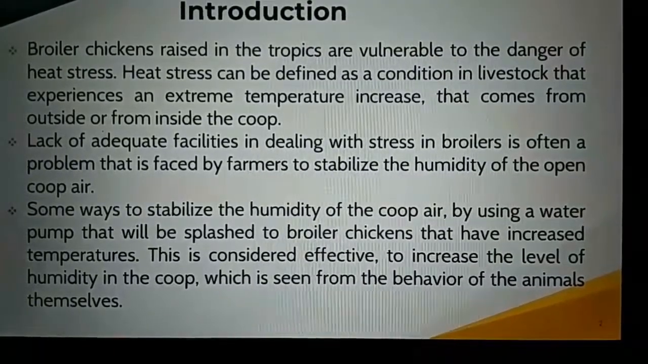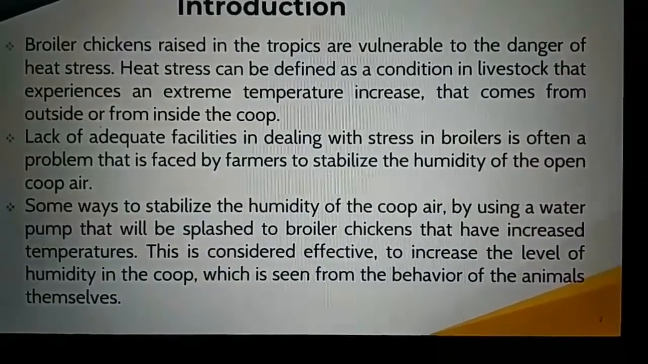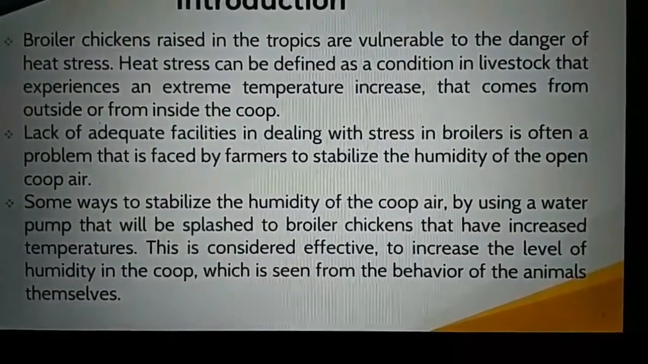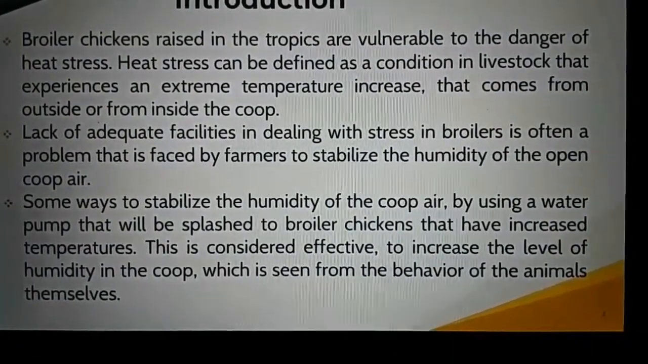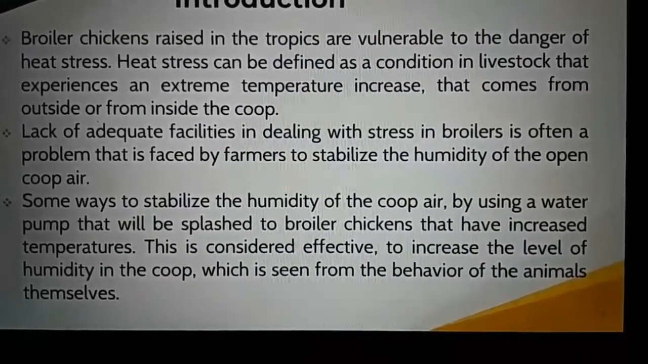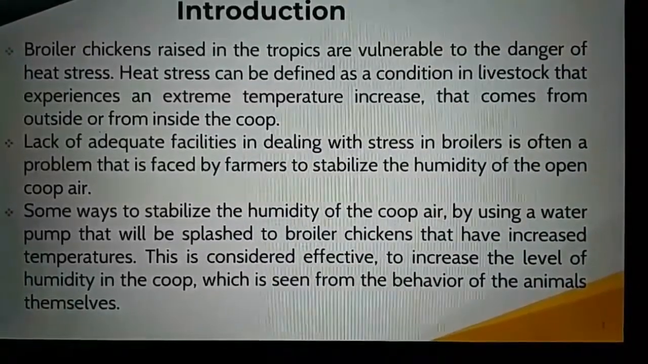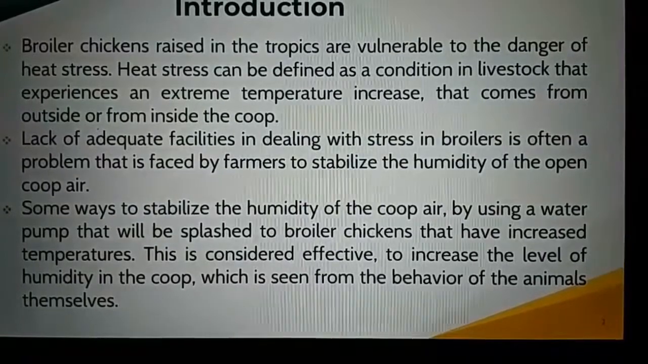Okay, I want to present my paper. The title is Temperature and Humidity Control System for the Broiler Chicken Coops. Let us begin. In the introduction, broiler chickens raised in the tropics are vulnerable to the dangers of heat stress. Heat stress can be defined as a condition in livestock that experience an extreme temperature increase that comes from outside or from inside the coops.